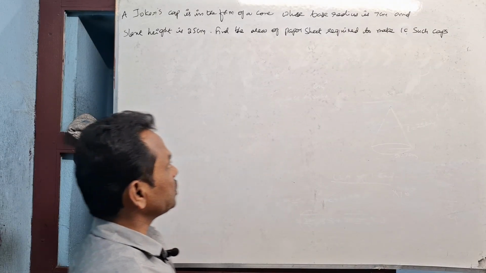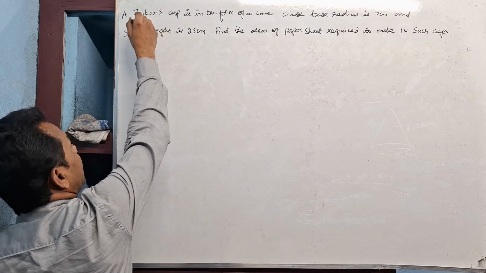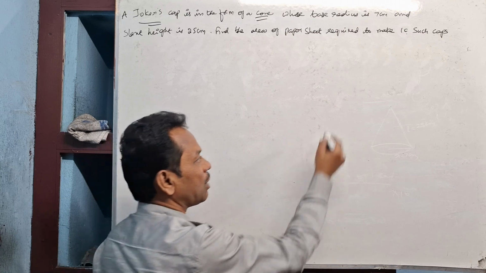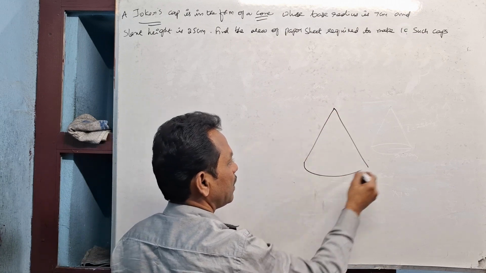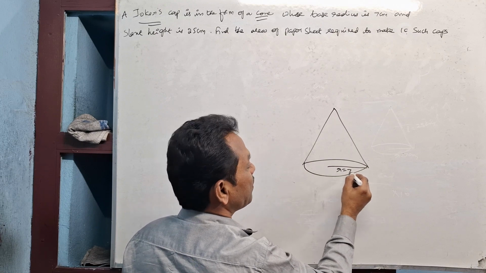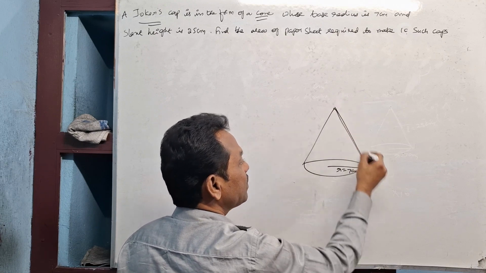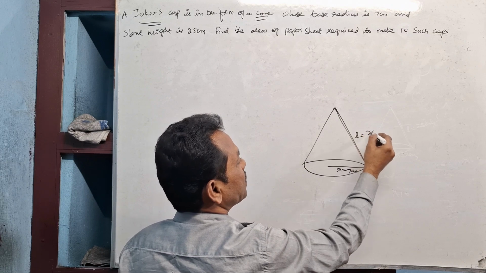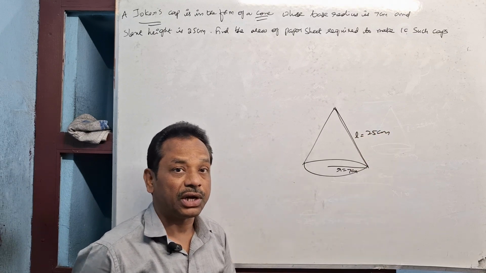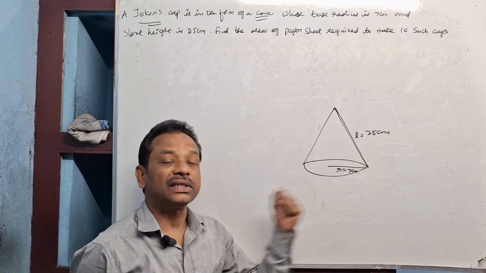Bacho, in this question it is given that the joker cap is in the shape of a cone. It is in the form of a cone like this. And the radius of this cone is 7 centimeters and the slant height is 25 centimeters. So we need the area of the paper sheet required to make 10 such caps.